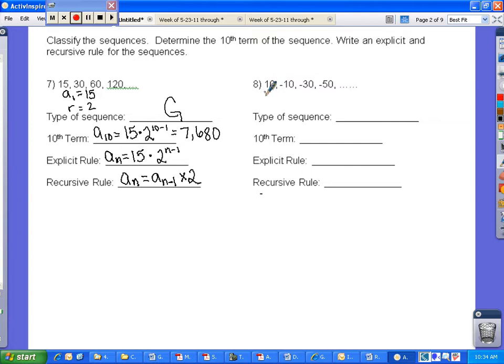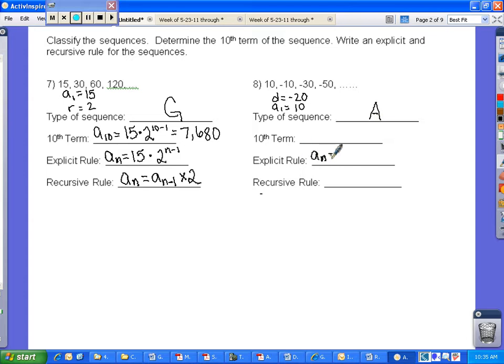For the next one, you are actually subtracting 20 each time, minus 20. So that means that your common difference is minus 20. And a sub 1, the first term, is equal to 10. Okay, so again, this is an arithmetic sequence. Let's write the explicit rule.